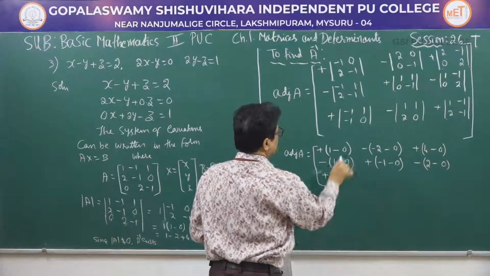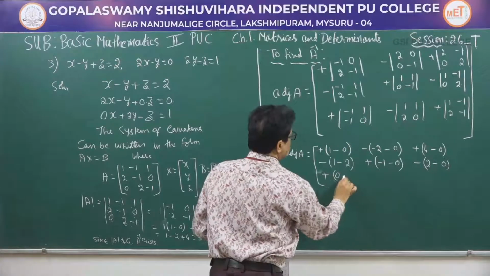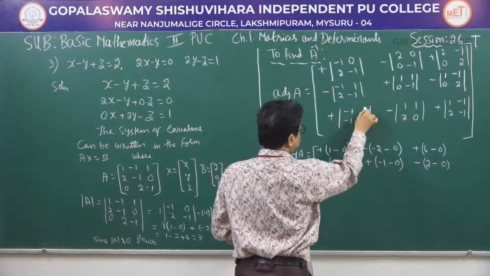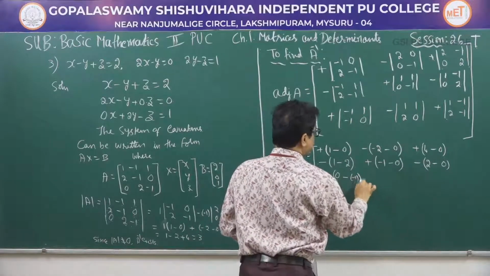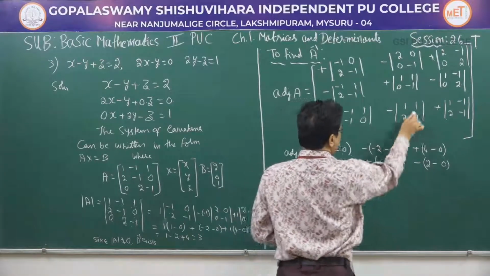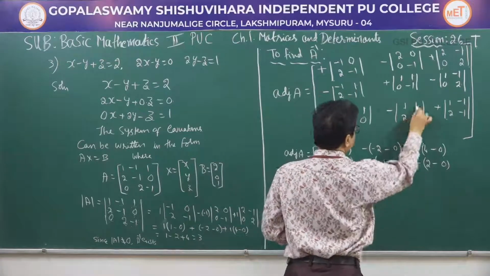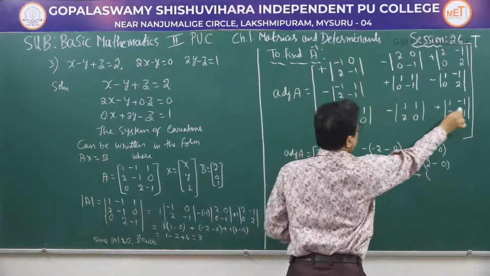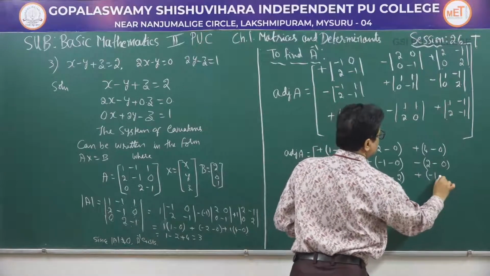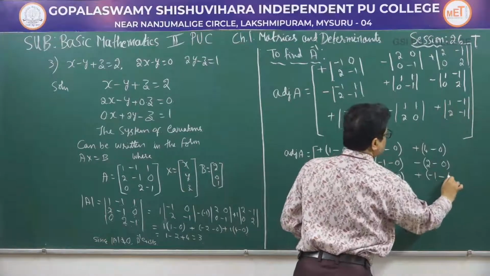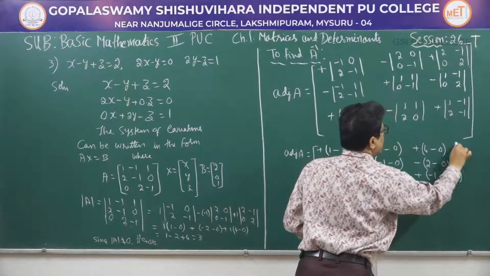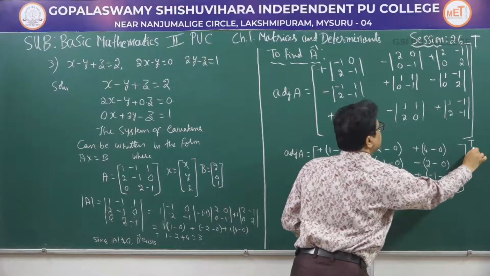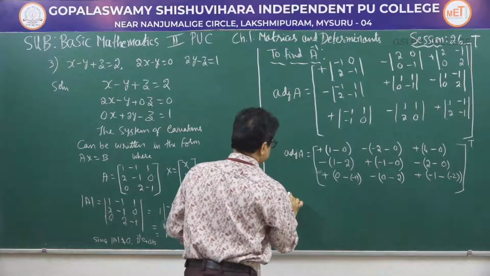Next, -1 into 0, 0, minus -1 into 1 is -1, minus of 1 into 0, 0, minus 2 ones are 2, plus 1 into -1, -1, minus 2 into minus 1 minus 2, and we have to write transpose.